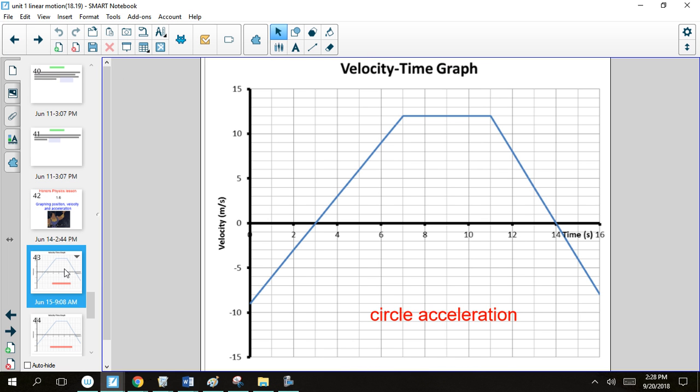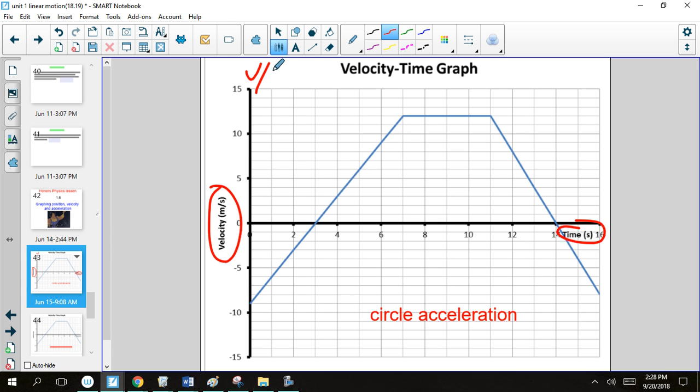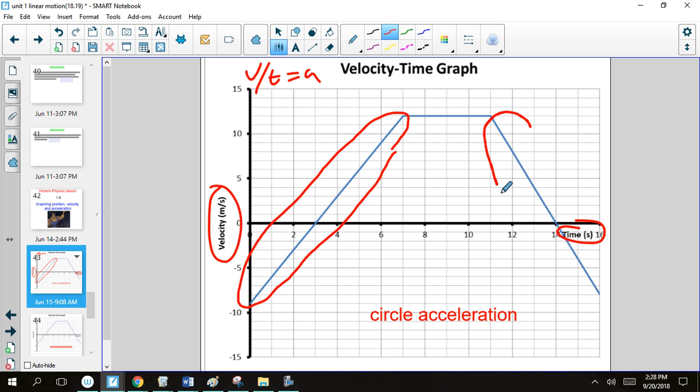Alright, so take a look here. If you were in class, I was just saying, hey, look at this graph and circle where we have acceleration. So I'm going to go ahead and do that for us here. This is a velocity time graph. So velocity over time, v over t, which gives us acceleration. So whenever we have a slope, we have acceleration, both a positive and a negative. Anytime that we have no slope, m equals 0, we have no acceleration.